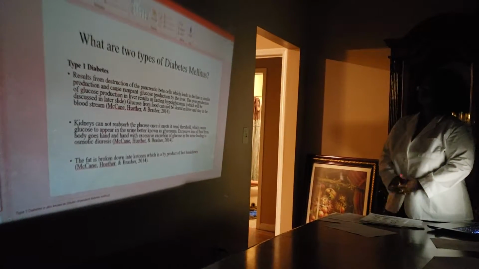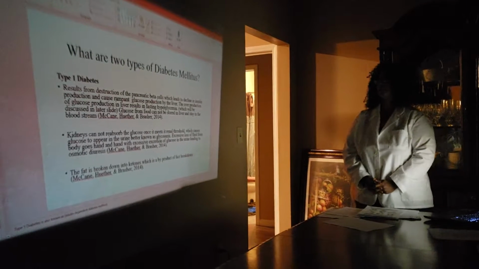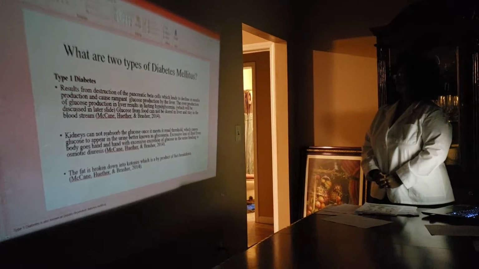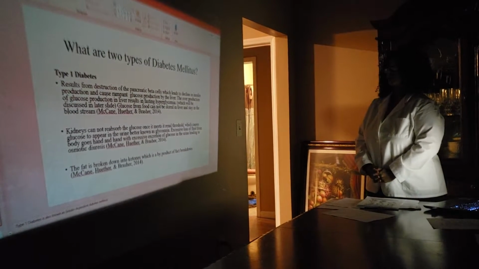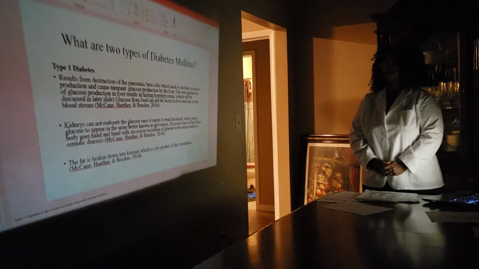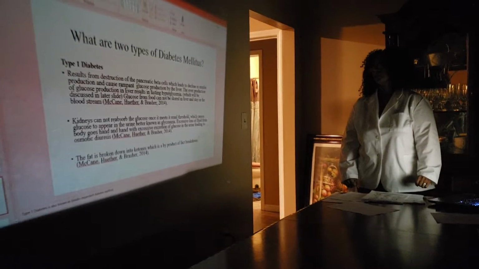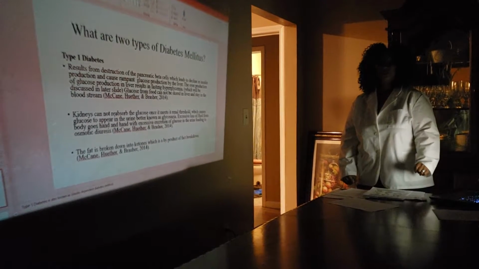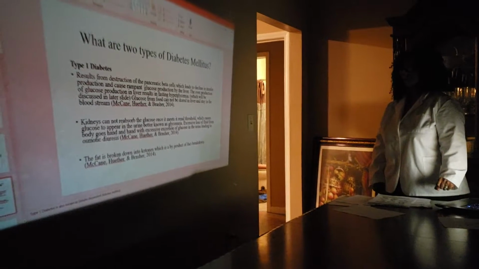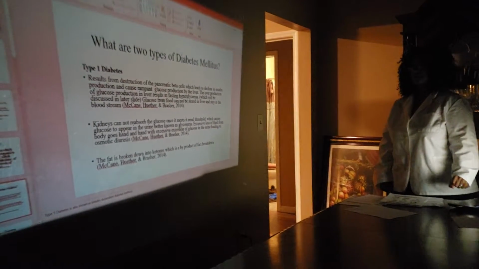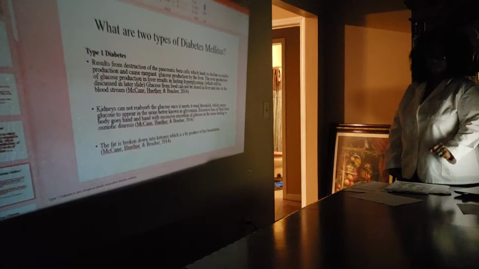Type 1 diabetes results from destruction of the beta cells, which leads to a decline in insulin production and causes rampant glucose production by the liver. The overproduction of glucose in the liver results in fasting hyperglycemia. Glucose from the food cannot be stored in the liver and stays in the bloodstream. Kidneys cannot absorb the glucose once it meets its renal threshold, which causes glucose to appear in the urine, better known as glycosuria. Excessive loss of fluid from the body goes hand in hand with excessive excretion of glucose in the urine, leading to osmotic diuresis. The fat is broken down into ketones, which are a byproduct of the fat breakdown.